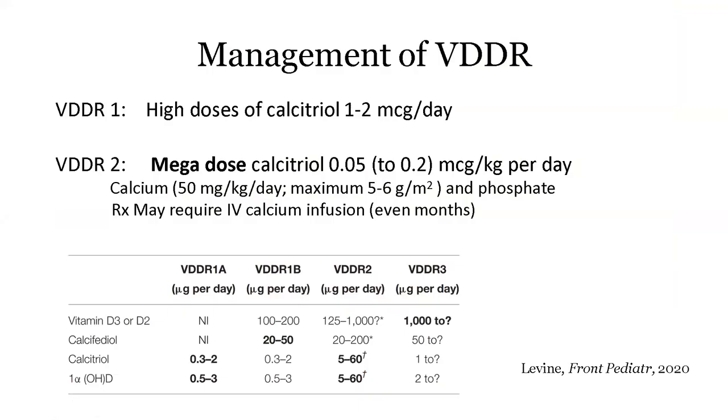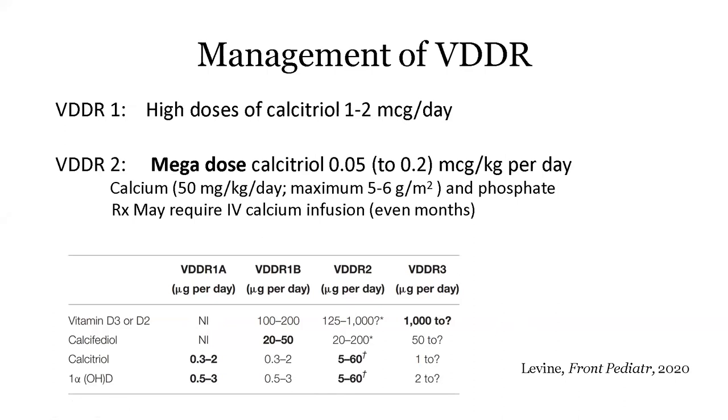Treatment-wise, VDDR type 1 is treated with high doses of calcitriol, whereas where there is end organ resistance to calcitriol, we need even higher doses of calcitriol. And we need sometimes IV calcium infusions also to keep these children in a steady state. The approximate doses of various treatments are given in this table.